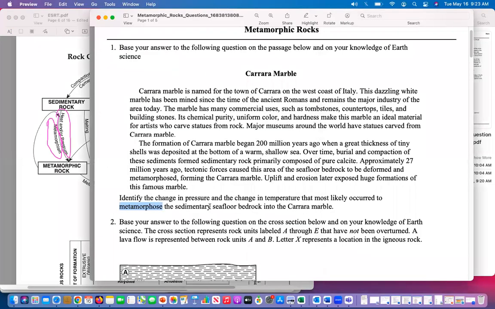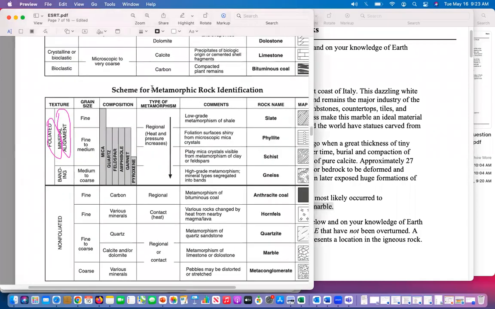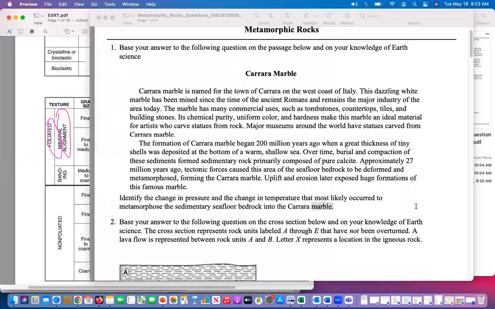So if I'm adding heat and I'm adding pressure to change the rock from sedimentary seafloor to marble, right? And I already see that marble is a metamorphic rock, because I'm looking in the metamorphic rock identification section and I see marble here. So therefore, that means I need to add heat and add pressure. So what happens to my change in pressure? Pressure increases. When they want to know the change of something, they're asking whether it increases or decreases, all right? And then for temperature, if I'm adding heat to change the rock into a metamorphic rock, that means my temperature also increases.